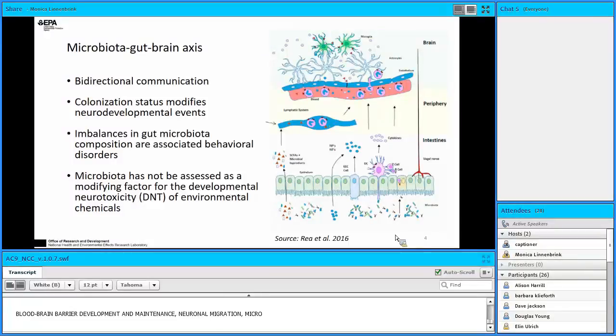And we know increasingly from epidemiological studies that imbalances in gut microbiota composition are associated with a number of behavioral disorders. And the classic examples here are mood, anxiety, and autism spectrum disorder. So again, these are associations, not causal linkages. And to date, microbiota has not been assessed as a modifying factor for the developmental neurotoxicity, or DNT, of environmental chemicals. So that's kind of where we started off.